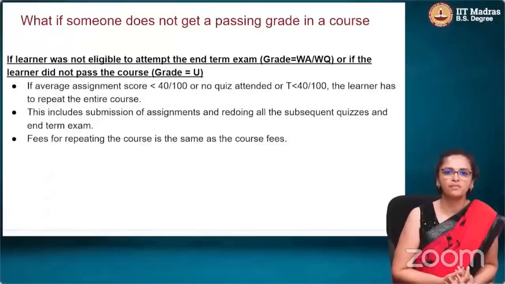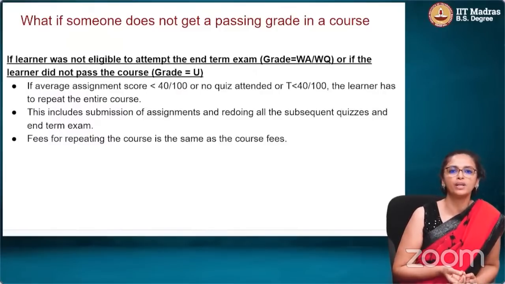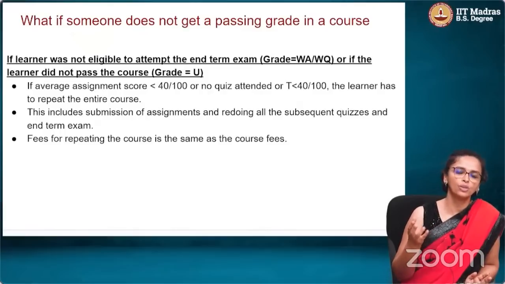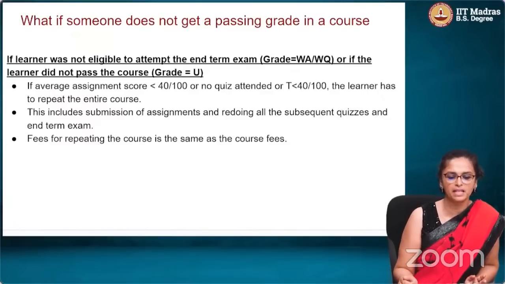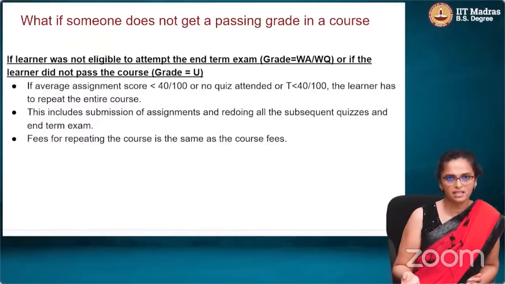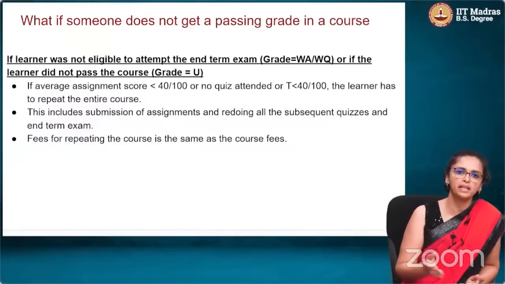Okay, let us come to the various scenarios now of how the grades impact you, right? So if somebody was not eligible to get the hall ticket to the final exam, that is you got a WA or a WQ grade, or even if you were eligible, you went and wrote the final exam, but your total score finally was less than 40, that you got a U grade and you did not pass the course, what are the options available for you? You have to repeat the entire course in the next terms. There is no other option to again attempt the final exam. You have to repeat the entire course.